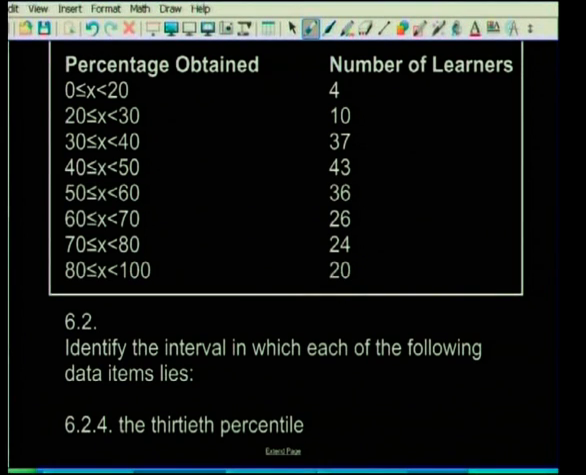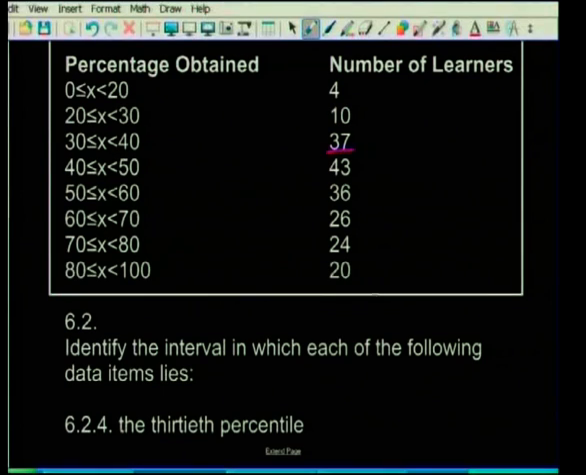Now, next up, there's another question: identify the interval in which each of the following data items lies, and now I'm on to the 30th percentile, okay? So the 30th percentile will be the data piece that is ranked 60th, right? Because 60 people will be below that data piece, and 60 people out of 200, of course, is 30%. So let's just have a look here. I think we've already said that up to here, I'm at 51.